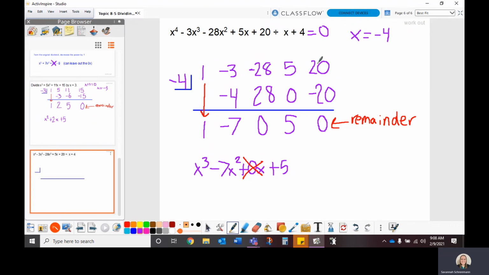So guys, just remember, make sure you don't have any gaps in your coefficients right here. Make sure you fill in any zeros that you need to. Make sure you set your divisor equal to 0 so that way you can solve for x. Remember, your remainder is this last column here.